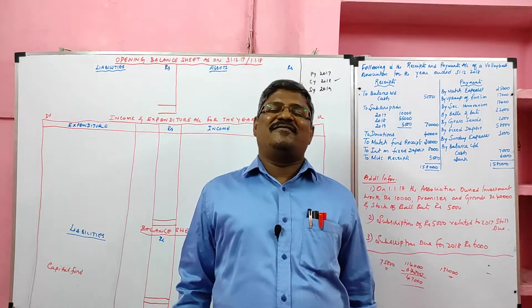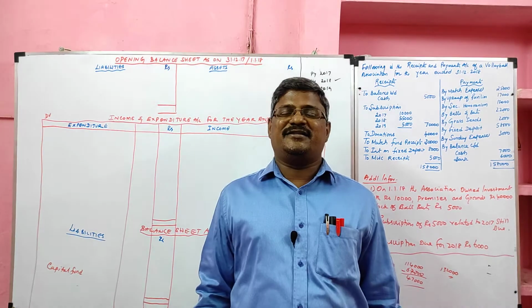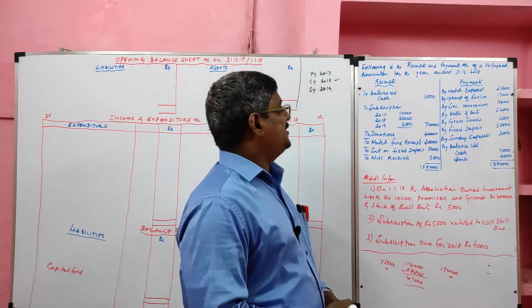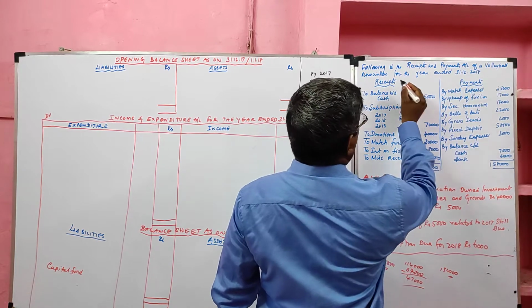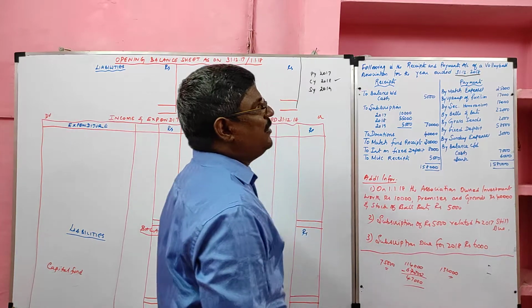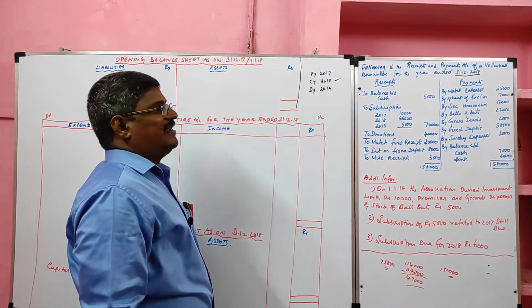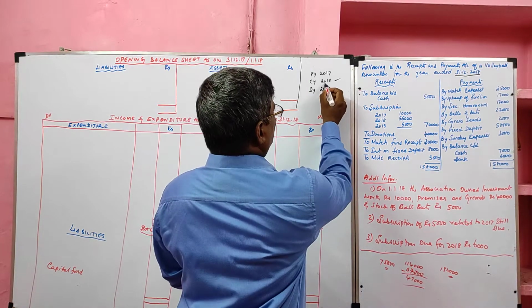Today we are going to learn the fifth problem in relation to final accounts of non-profit organization. Look at the question. Following is the receipts and payment account of a volleyball association for the year ended 31st December 2018. So they are following calendar year, not financial year. Every year period ends on 31st December. So our current year is 2018.